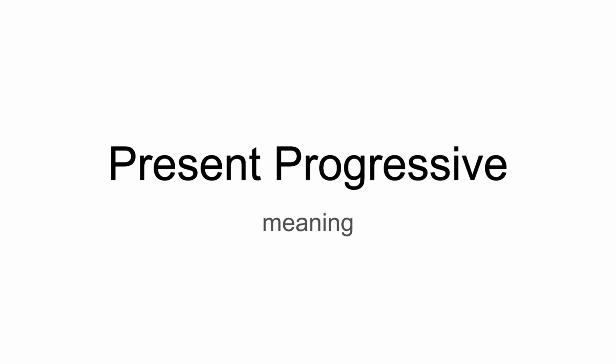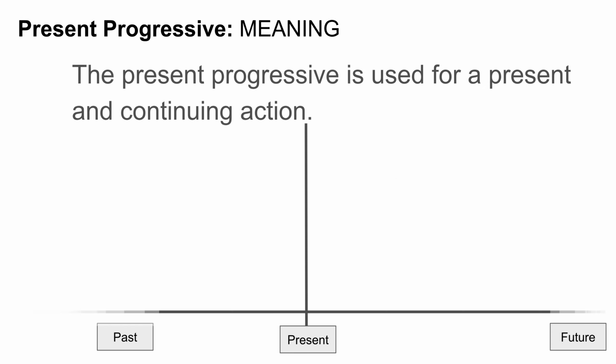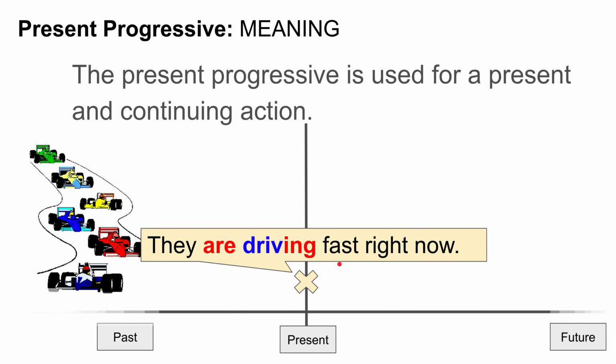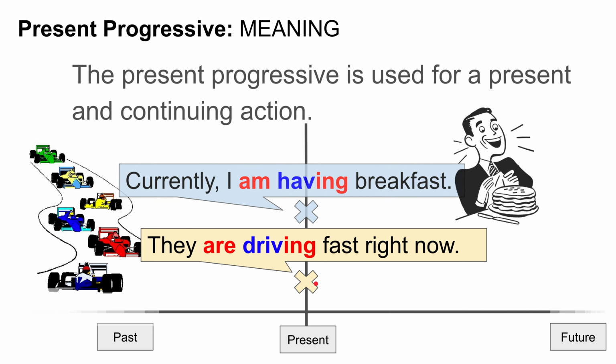Let's talk about the meaning of the present progressive. Well, the present progressive is used for a present and continuing action. So, for example, they are driving fast. When? Right now. Okay. Another example, currently I am having breakfast. When? Right now. Not in the past, not every day, but right now. So we use the present progressive for present and continuing actions occurring now.